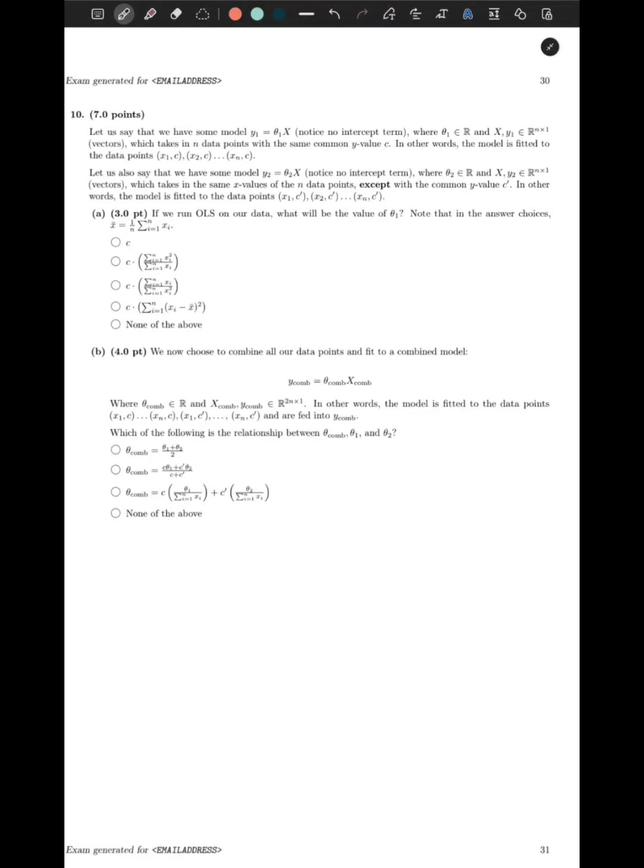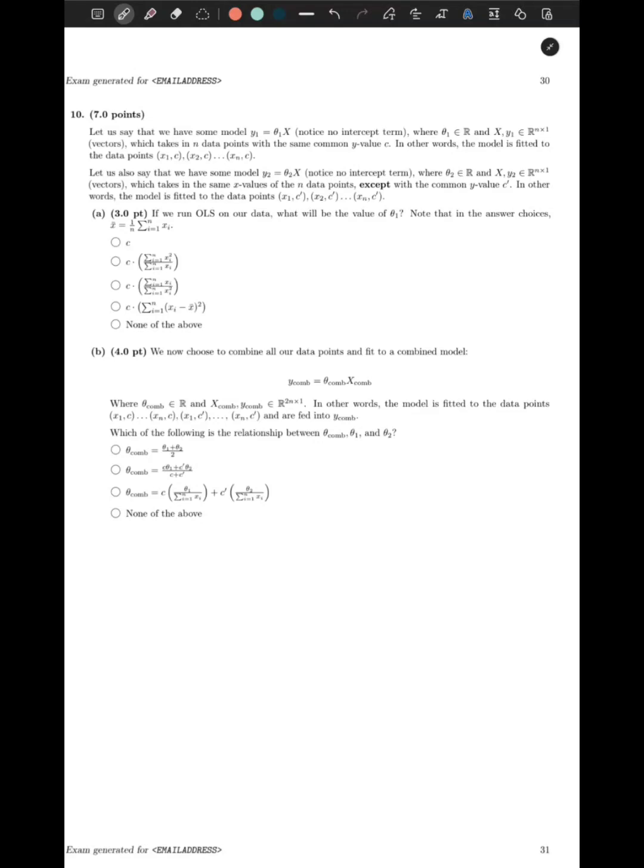Let us also say that we have some model y2, where we have the same thing as the first model, but this time theta 1 is just replaced with theta 2, and it takes in the same x values of the n data points, except with the common y value c prime. So in other words, the model is fitted to the data points x1 c prime, x2 c prime, and so on to xn c prime.